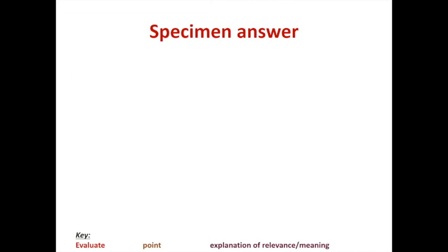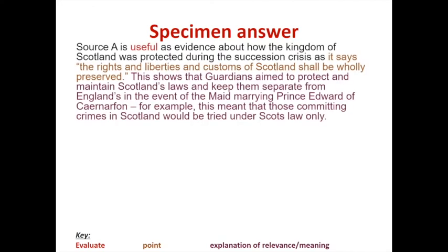Having done all the origin and provenance section of my answer, I'm now going to look at the contents, the actual information from the source. This is where we start to get quite different from what's done in National 5. So let's have a look. Source A is useful, so make your evaluation again.